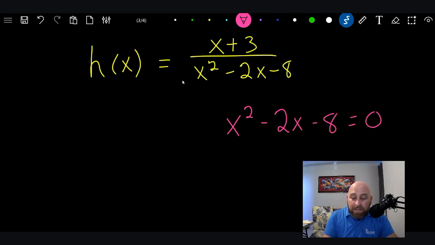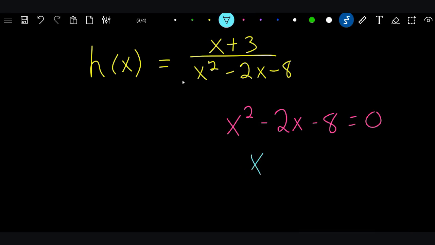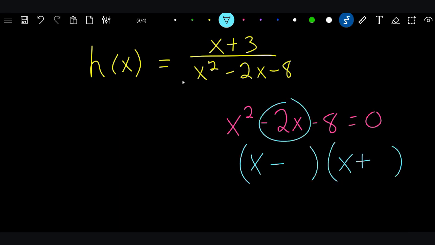In this case, since it's a quadratic, there are two things that could make our denominator go to 0. So we have to factor this. Our factors are going to be minus and plus, and they're going to be factors of 8 that add up to -2. So let's try 4 and 2. Well, the 4 has to be bigger, and the 4 has to be negative and the 2 has to be positive. Why? Because we need that to go to negative.